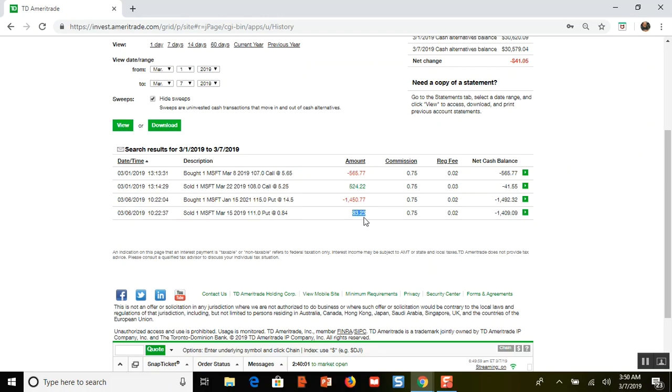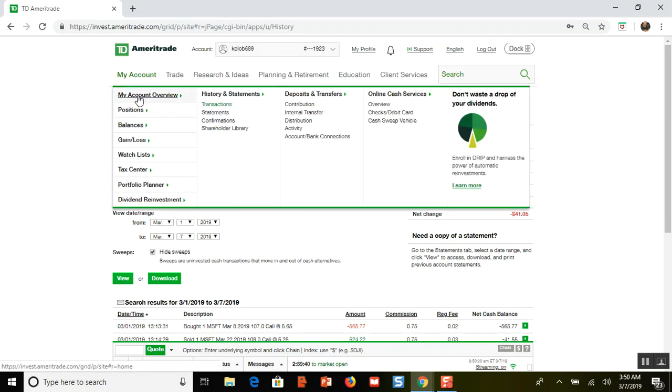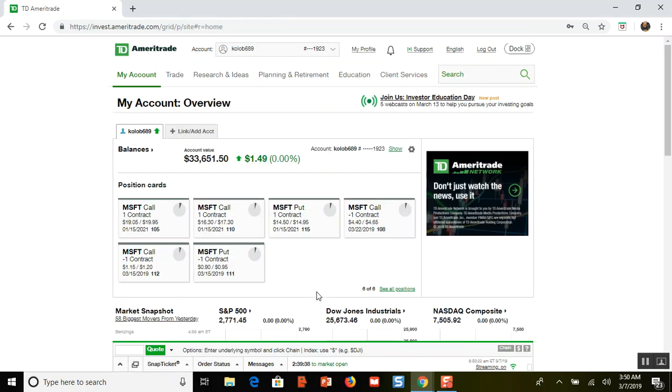If I were to make $80 every 9 days, let's say, then I'm making more than $200 a month. And in 10 months, that would be $2,000 on my measly $1,450 investment. So you can see why I like these diagonal spreads. But let's go back to my account here and let me explain what I did.